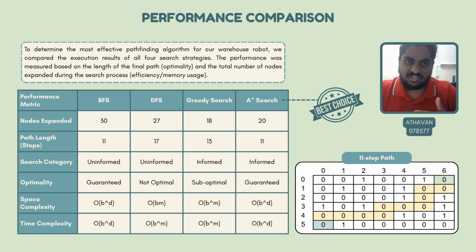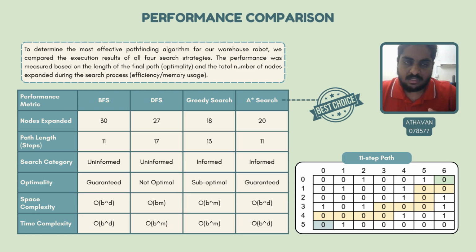Next is DFS, which is the worst overall. Not only did it expand 27 nodes, but it took a whole 17 steps to navigate the warehouse, since it had to go through dead ends in the warehouse and was forced to backtrack.